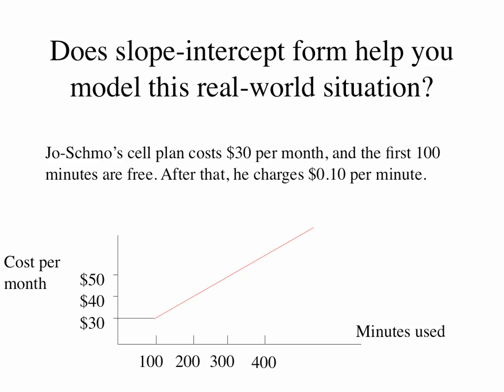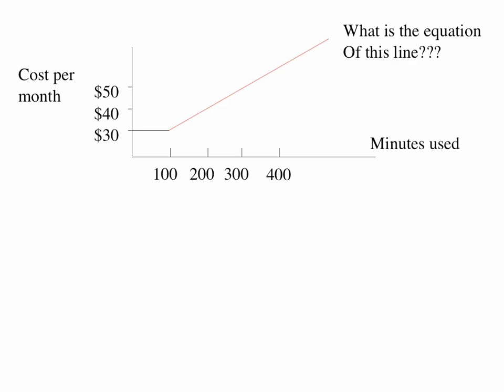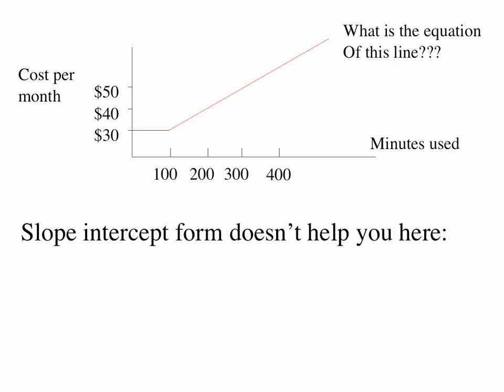So the question is, does slope-intercept form help you model this situation in the real world? If you look at the graph below, you'll see that it actually has this strange shape to it. The graph is flat for a while, and then it becomes a line that has a slope of 10 cents per minute onward and upward. Slope-intercept form doesn't really help us here, and this is why.